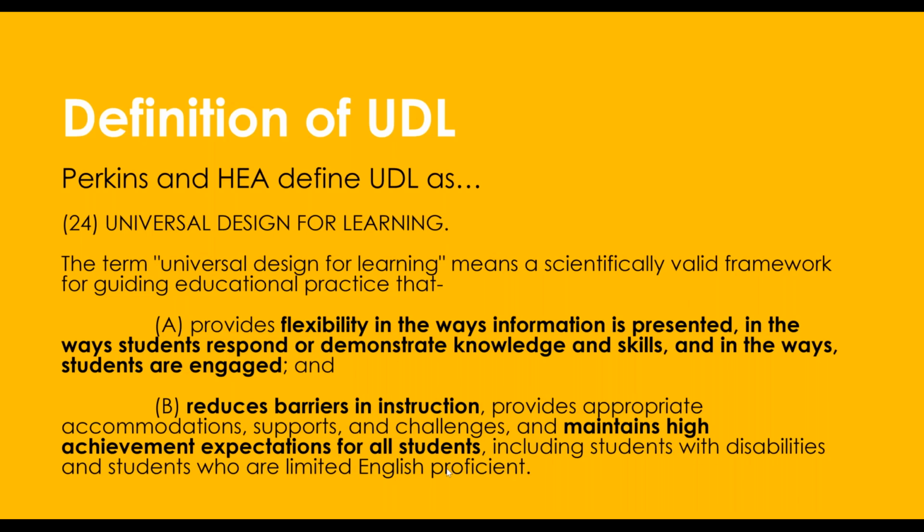The definition of universal design in both the Perkins legislation, Perkins 5, and also in the Higher Education Act is that universal design is a scientifically valid framework for guiding educational practice that provides flexibility in the way information is presented, in the way students respond or demonstrate knowledge and skills, and in the way students are engaged. It also reduces barriers to instruction, provides appropriate accommodations, supports and challenges, and maintains high achievement expectations for all students, including students with disabilities and students who are limited English proficient.